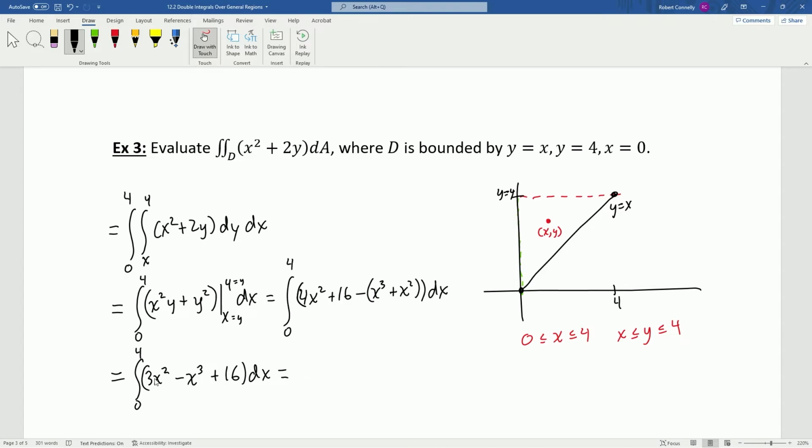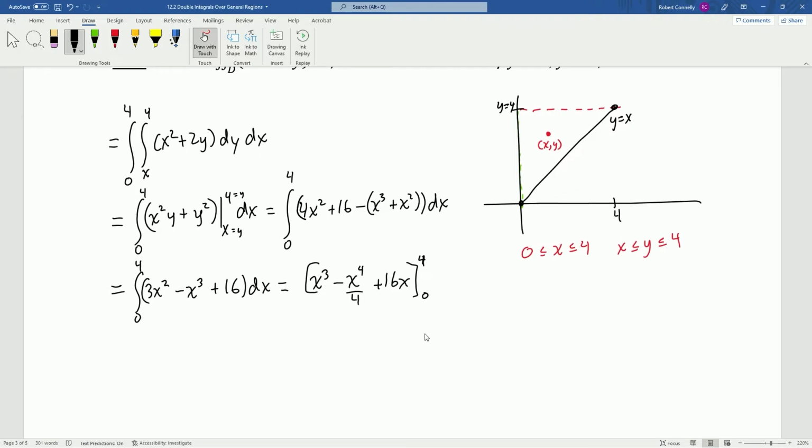Okay, so we integrate this like normal. 3x cubed over 3, which is just x cubed, minus x to the 4th over 4, plus 16x. And evaluate this from 0 to 4. This is 64 minus 4 to the 4th power, which is going to be, let's see, 4, 16, 64, 256 over 4. Plus 16 times 4, which is 64. And minus 0, because all of this will be 0.